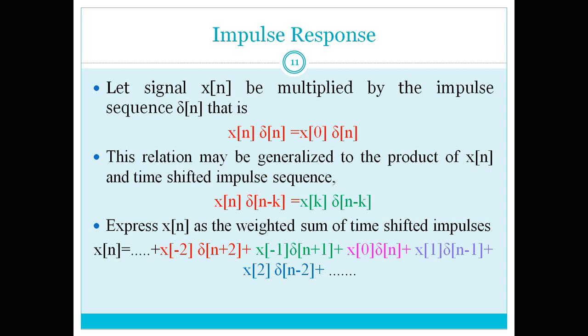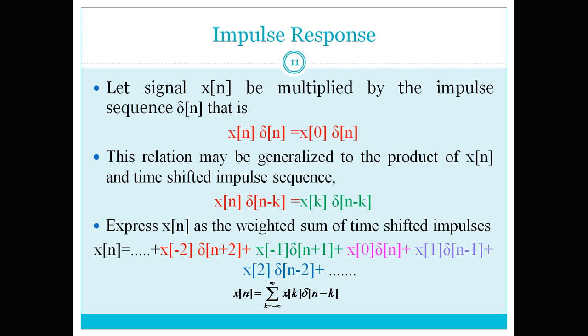plus and so on. In this way we need to represent each and every value by multiplying with the impulse at that value only. So this is the concept of impulse response.